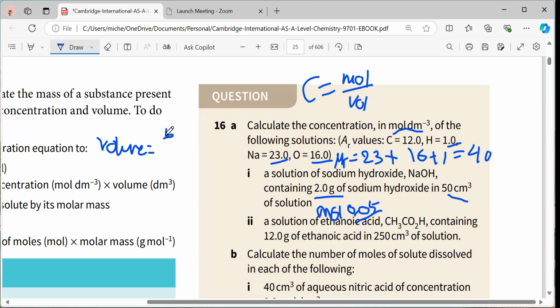The volume would be 50. Since this is in cubic centimeters, we convert this to cubic decimeters. So we divide that, and we get 0.050. And don't forget about the unit. This is cubic decimeters. So now we already have the mole, we already have the volume. Now all we need to do is calculate the concentration.